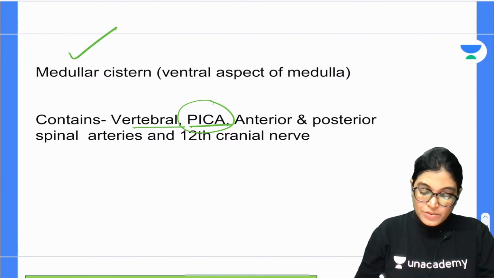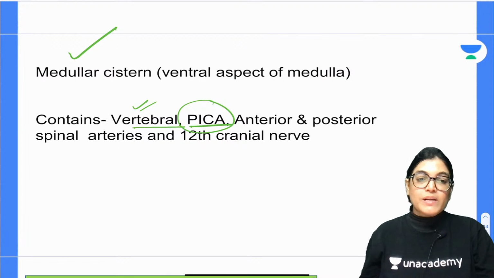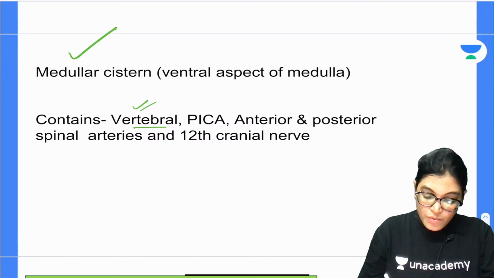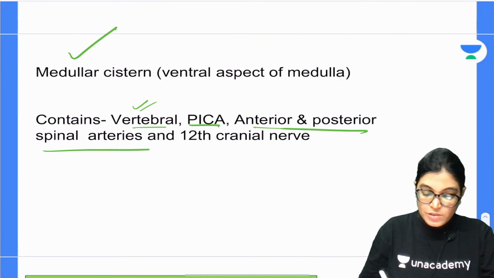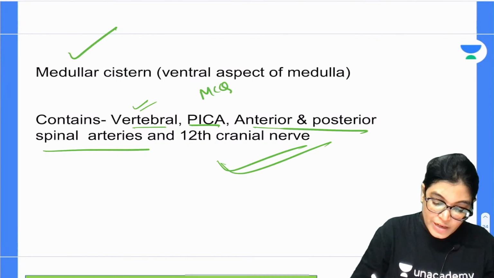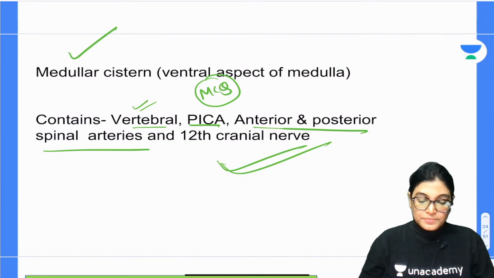We know that PICA artery is a branch of the vertebral artery. So, the posterior inferior cerebellar artery is a branch of the vertebral artery. Other branches of the vertebral artery are also contents: the posterior and anterior spinal arteries, along with the 12th cranial nerve. So, all these are important for your MCQ. These are the contents of the medullary cistern.